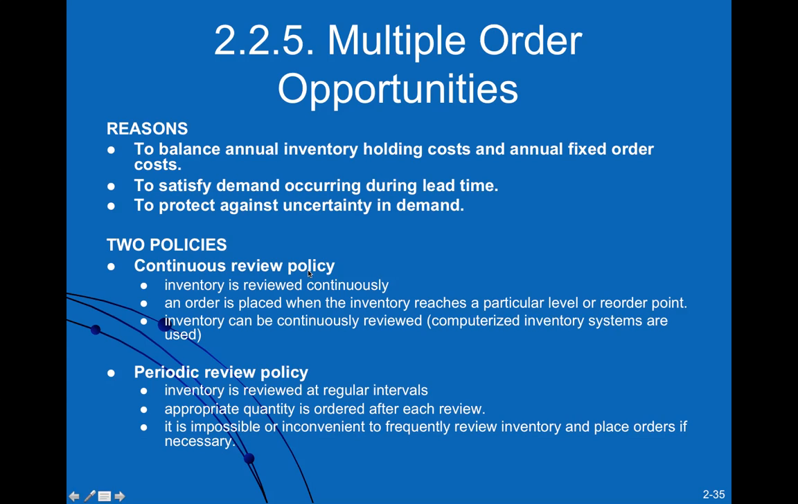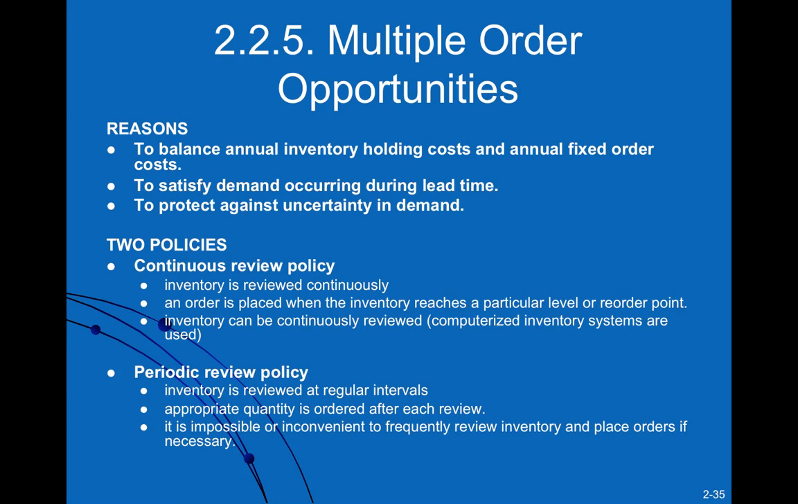Let's get into this concept called multiple order opportunities. What we mean by that is that we're going to place several orders, which means we have to have some information on what we call a reorder point. Over time, as we expend the inventory per cycle, we now have to place an order. But what is that optimum point at which we should place the order?